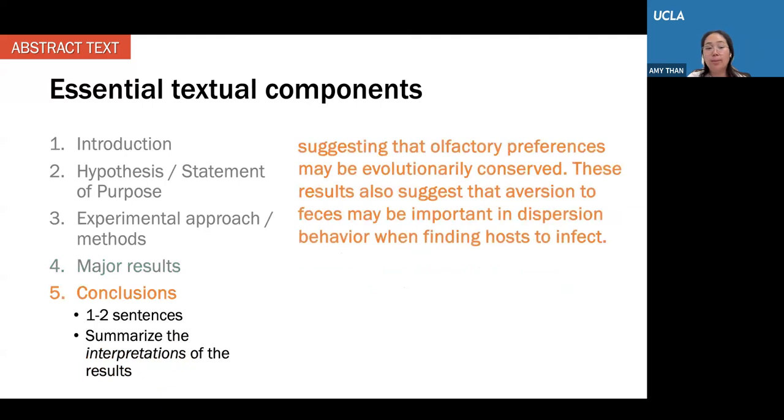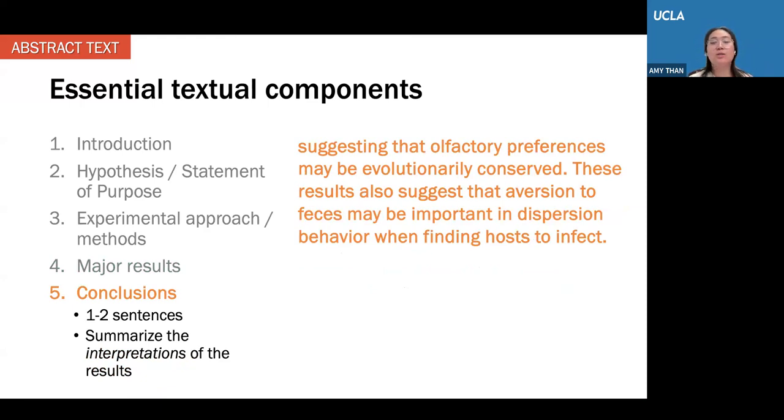And then you can talk about the conclusion. What does this tell us? It suggests that olfactory preferences may be evolutionarily conserved. So these results also suggest that aversion to feces may be important in its dispersion behavior when finding hosts to infect. I know that this is a very, very specific project, but all research projects are very specific.